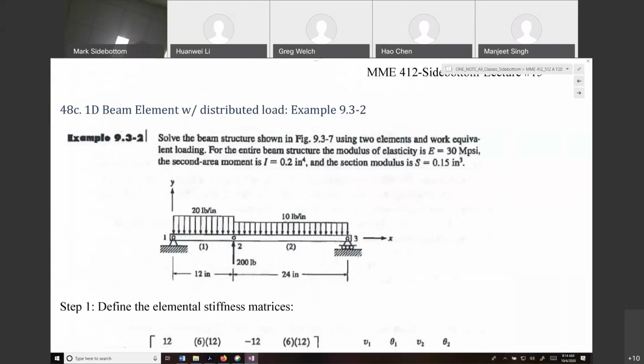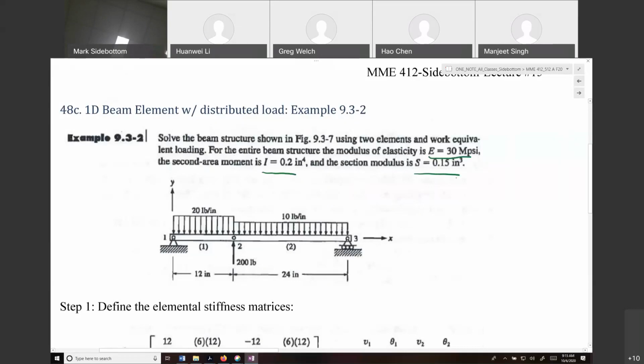So for this problem, we're asked to solve the beam structure using two elements and work equivalent loading. We're given that the moment of inertia, elastic modulus, and the section modulus are all constant across the whole section. So that's very convenient.